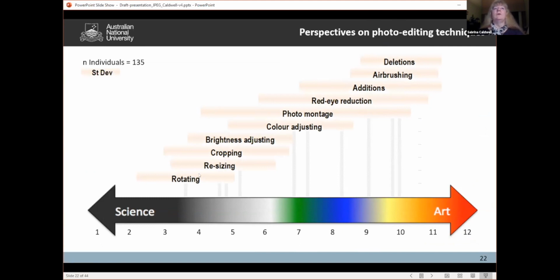But if you have a look from going from this direction to that direction, it kind of makes sense. There's a few things that I perhaps wouldn't agree with, but it gives an idea of the perspective people have on photo editing techniques in respect of how they manipulate an original image.